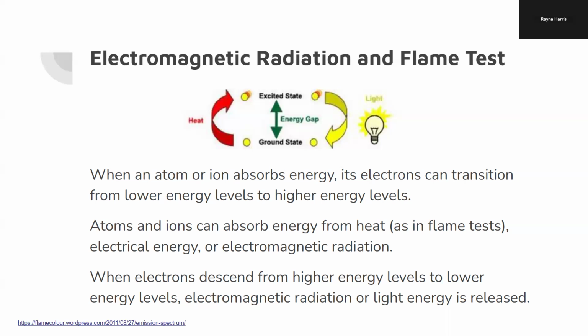Then when electrons go back down to their lower state, they release energy, typically in the form of light. And this light is what gives us the color. This is what is shown here: a ground state where it typically is, you give it heat or energy, it becomes excited, and when it descends, it emits light. This is the theoretical and practical basis for our experiment tomorrow. Any questions so far?